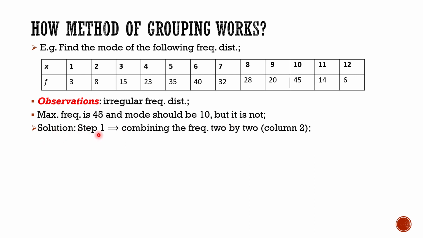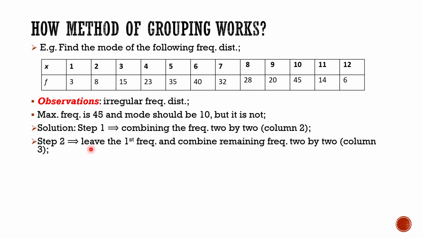First of all, step one, we have to combine the frequencies 2 by 2, by which we get column 2. Combining the frequencies 2 by 2 means that we start with the first value. We combine the frequencies of the corresponding values of x, that is 1 and 2. So 3 plus 8, then 15 plus 23, then 35 plus 40, and so on.